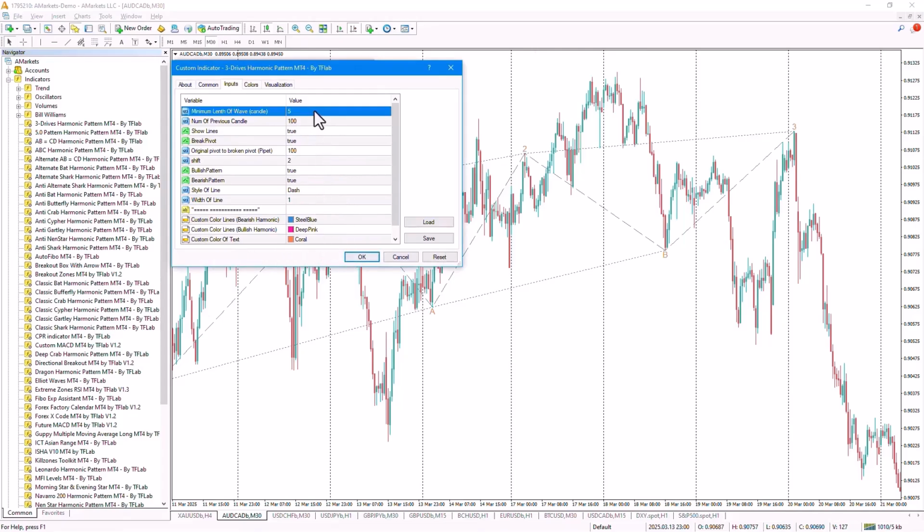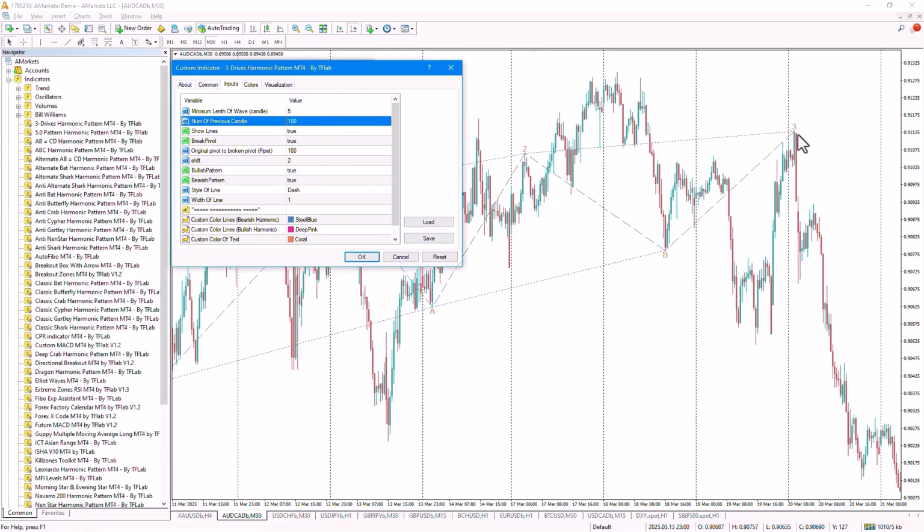In the first part, we can set the minimum wavelength of the harmonic pattern, which is set to 5 by default. This option is based on the parameters of the zigzag indicator, which has 3 parameters. Here we can adjust the first parameter, while the other 2 parameters are hard-coded with periods of 3 and 3 in the calculations. In the next section, we can set the number of candles to check for harmonic conditions, which is set to 100 candles by default.